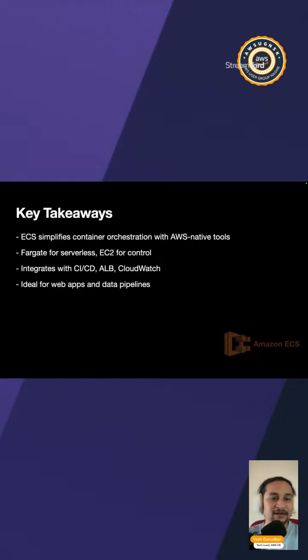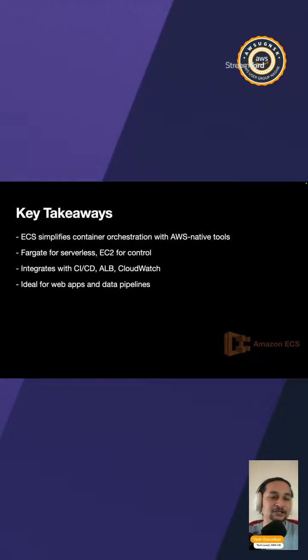Next is Fargate for serverless EC2 control. So you can use AWS Fargate for controlling your EC2 and serverless use on AWS. It integrates easily with CI/CD, ALB, and CloudWatch. I think I already explained this, so I don't need to go deeper into that. But you guys know what CI/CD is. We are looking at AWS.